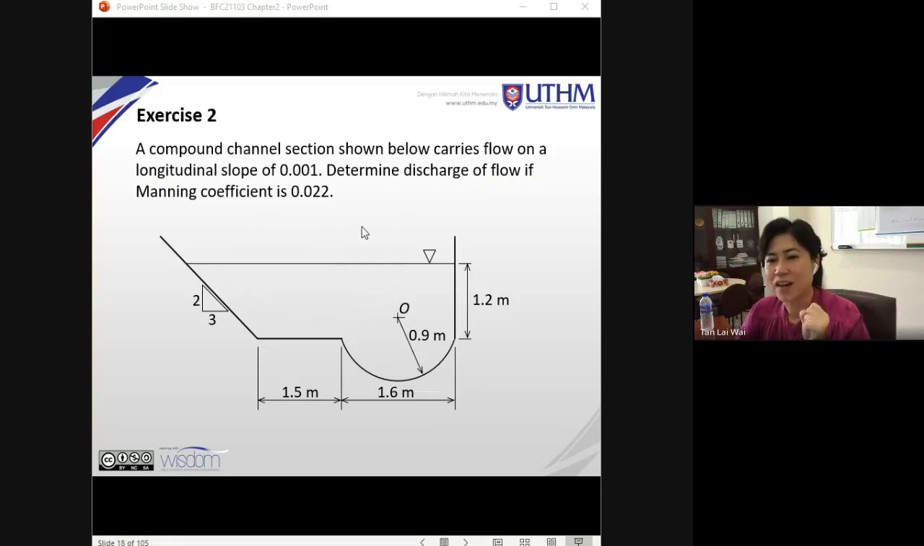The bed slope is 0.001. It's steeper than the previous one. The previous one is 0.0008, right? So this is steeper, lebih curam. Determine the discharge of flow if the Manning coefficient is 0.022. So you know already, the Manning coefficient is provided, so you can straight away use the Manning roughness coefficient. You need to determine the discharge in this case.